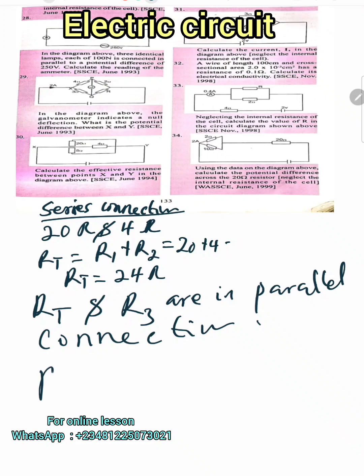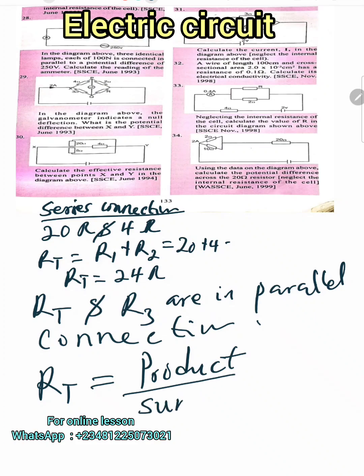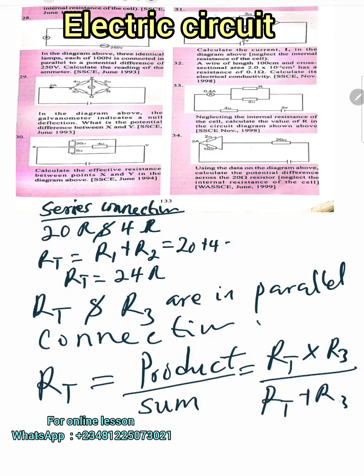So we have R total equal to products over sum. What does that mean? It means the product of the two, R total multiplying R3, all over R total plus R3.